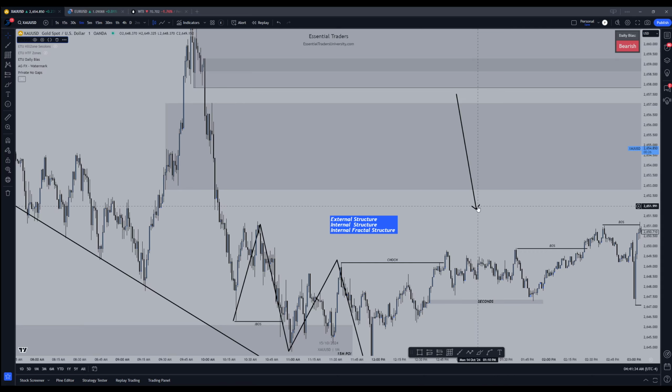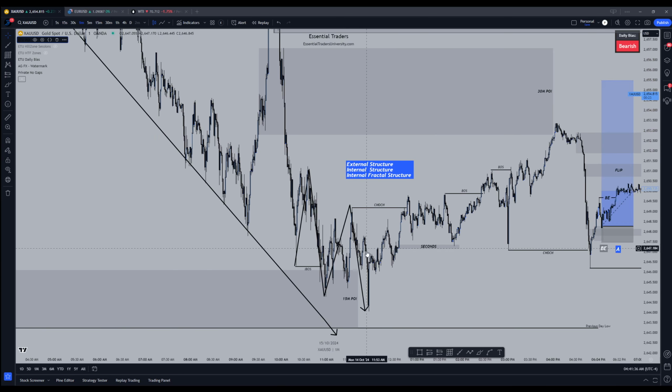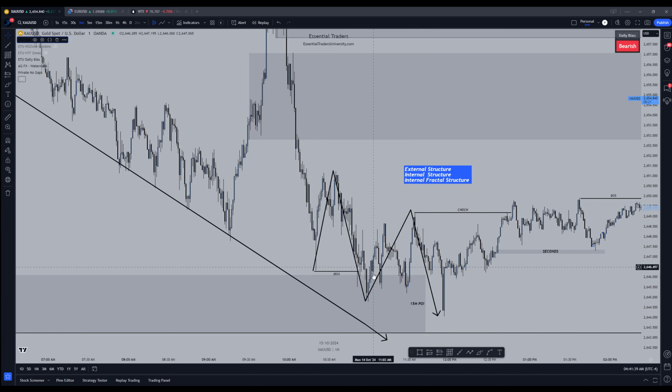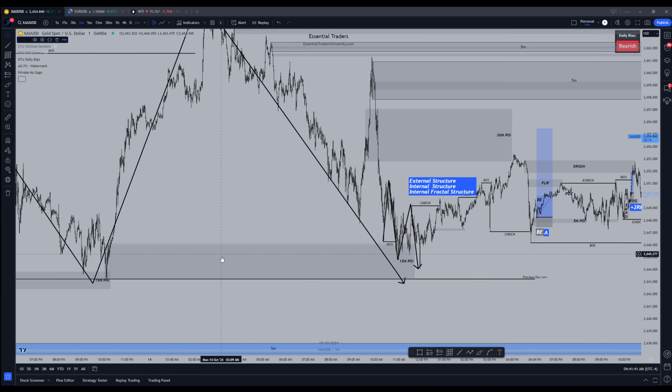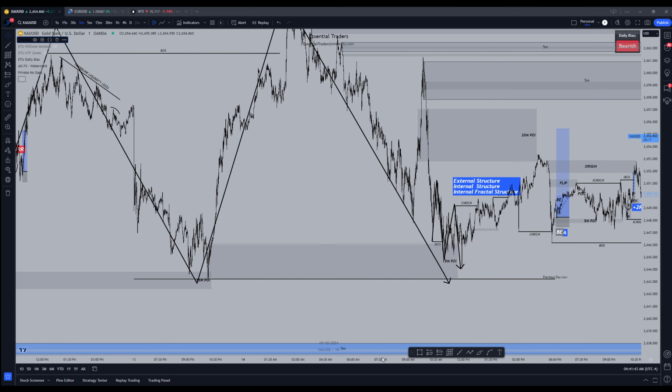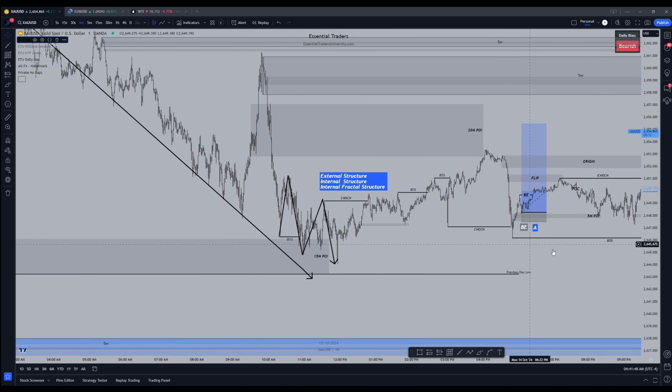So that's exactly what the 1 minute is doing right now. The objective of price on the 1 minute here is creating internal structure down to the 15-minute demand, which makes sense, right? That will be your draw on liquidity, which clearly you're expecting price to come back to the 15-minute and then go up. Let's see what happens here.